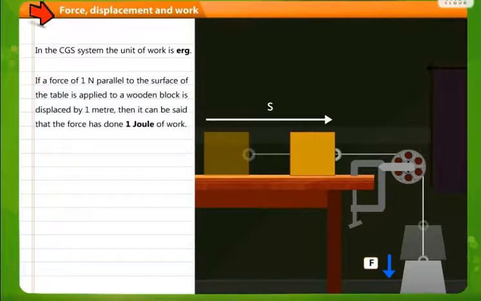If a force of 1 Newton parallel to the surface of the table is applied to a wooden block and it is displaced by 1 meter, then it can be said that the force has done 1 joule of work. In this example, the displacement is in the direction of force. I hope I am clear with the relationship between force, displacement and work.